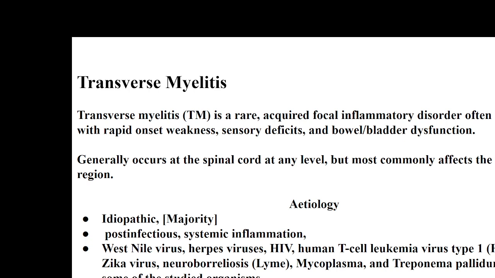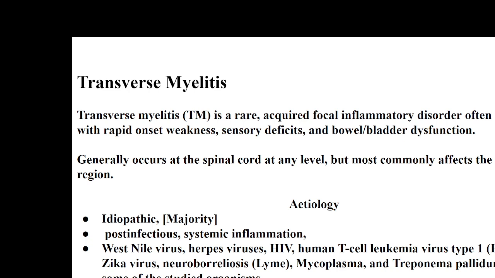Now transverse myelitis is comparatively rare compared to GB syndrome. It's less frequent. It's also an acquired focal inflammatory disorder presenting with similar symptoms like rapid onset of weakness, sensory deficits, and bowel and bladder dysfunction. There will be more frequent involvement of the autonomic nervous system, and hence bowel and bladder dysfunctions tend to occur. It generally occurs at the spinal cord level and can mostly present at the thoracic level.